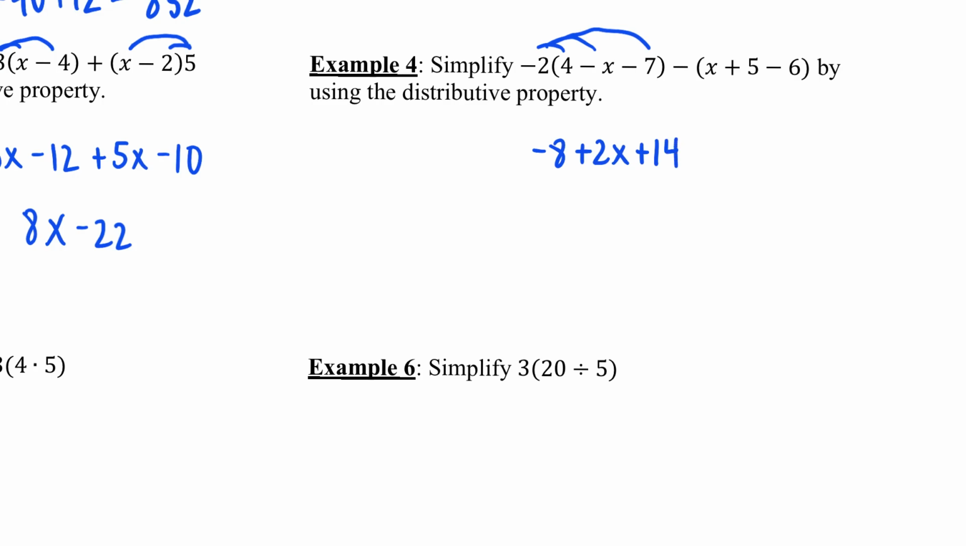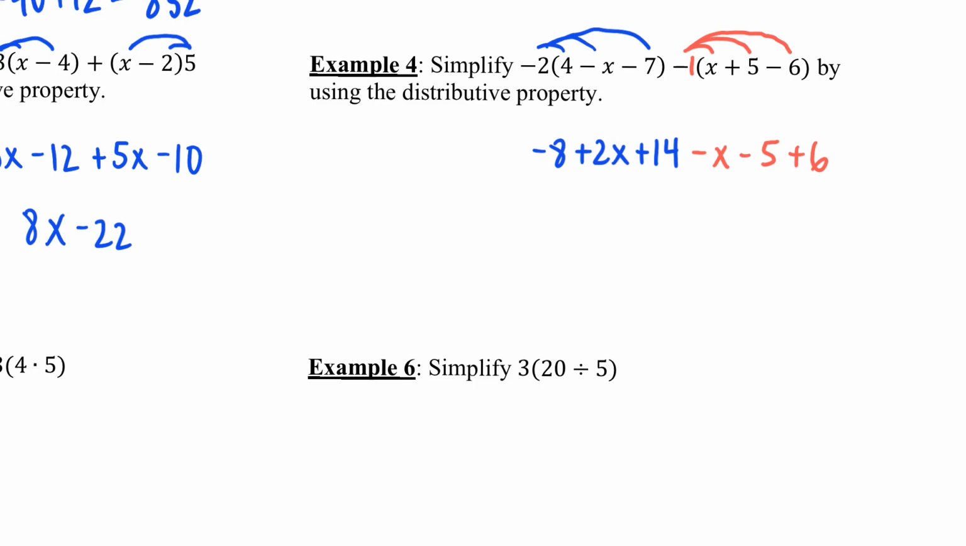So that's that part. The next part in the red here is we're going to distribute this negative sign. This negative has to multiply everything. It's basically a -1 here, is the way to think about it. So if you do -1 times x, you get -1x. I'm just going to write -x. -1 times 5 gives you -5, and then -1 times -6 gives you +6. So that's that red part there.